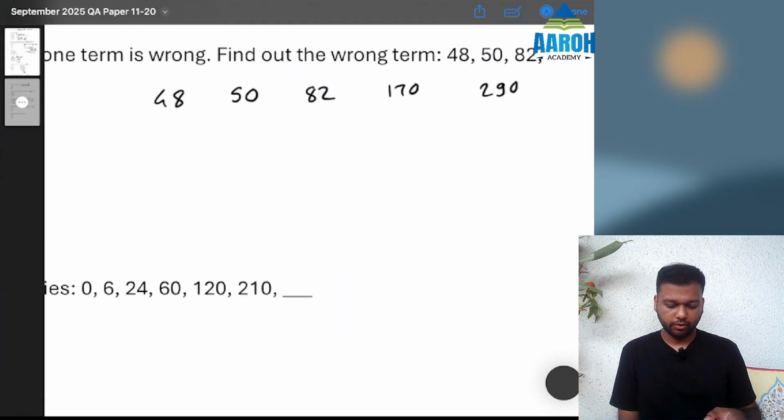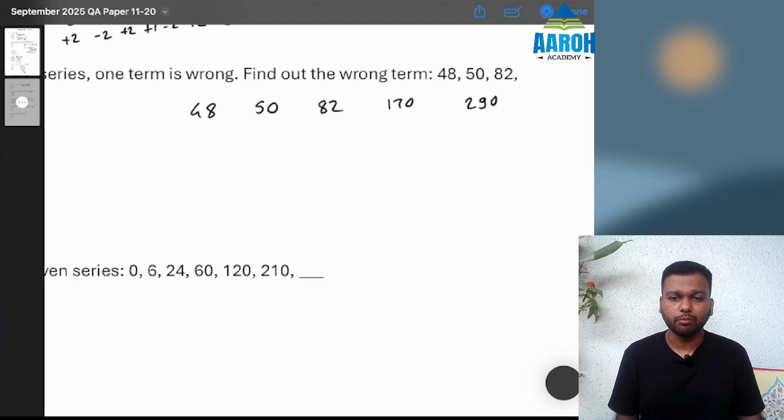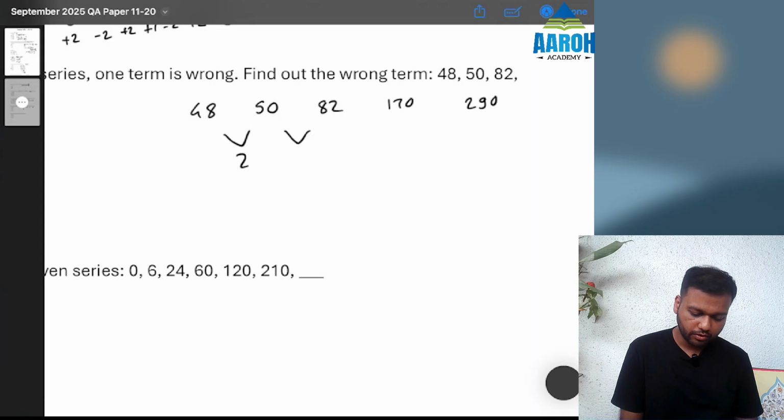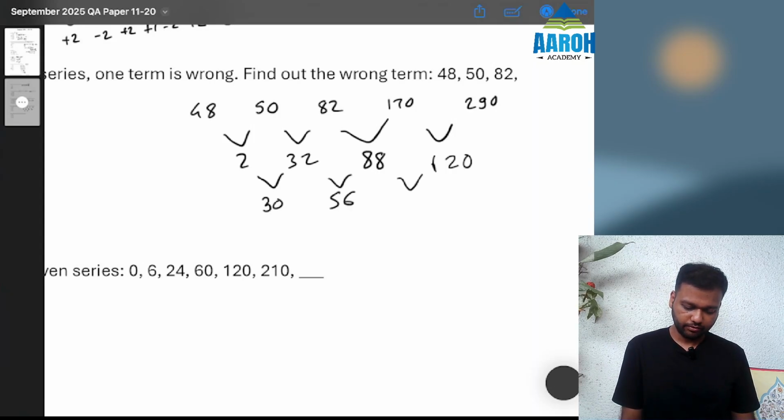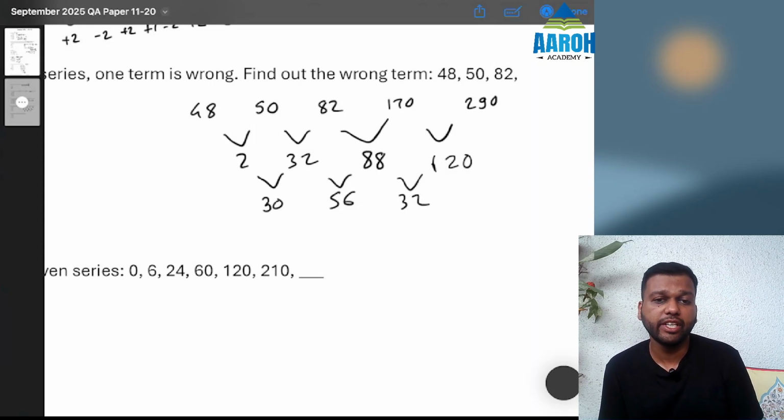Let's see first. Okay, so I have already solved this, so I know the answer, but understand, first thing that you will always do is what? Difference. So let's check the difference. Difference is 2, then 32, then it is 170 minus 82, which is 88, then it is 290 minus 170, which is 120. So there does not seem to be any link. Even if we take second difference, that is 30, then 56 and 32. So it does not seem to be any link, right?